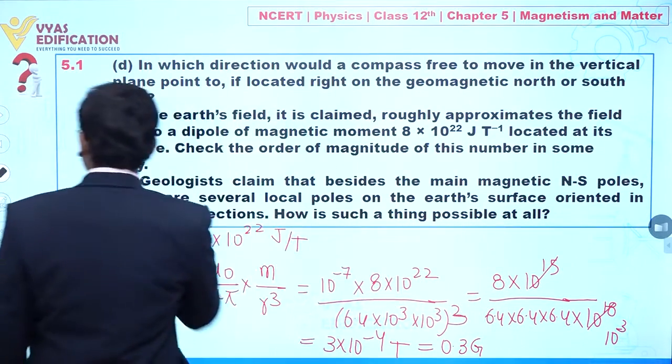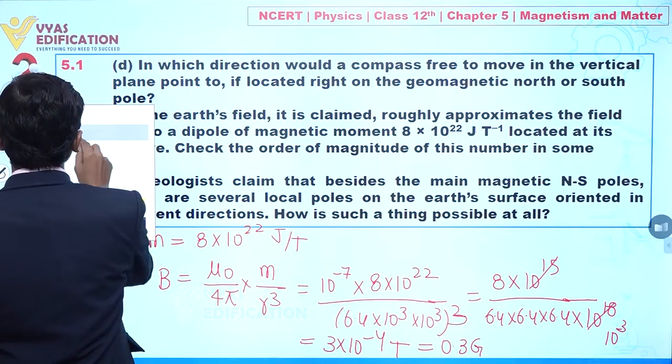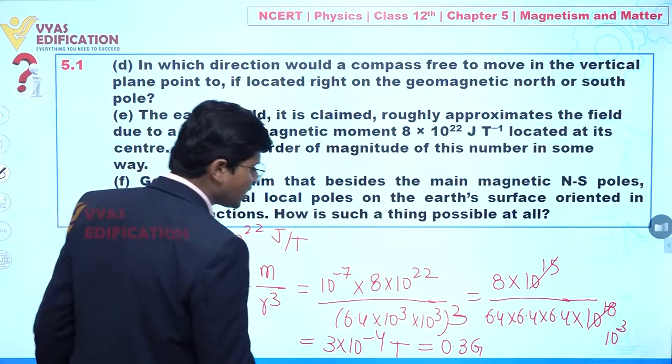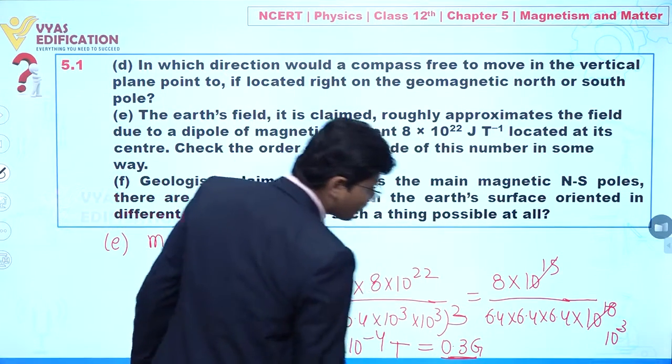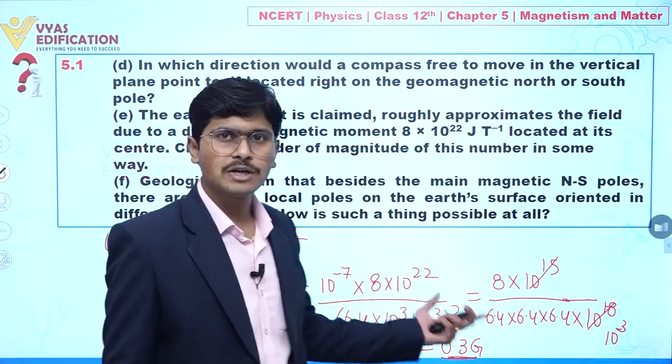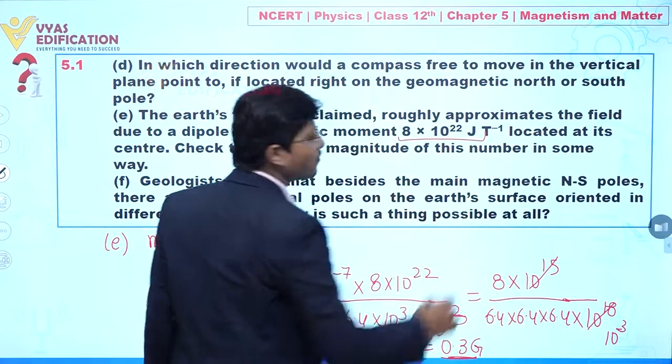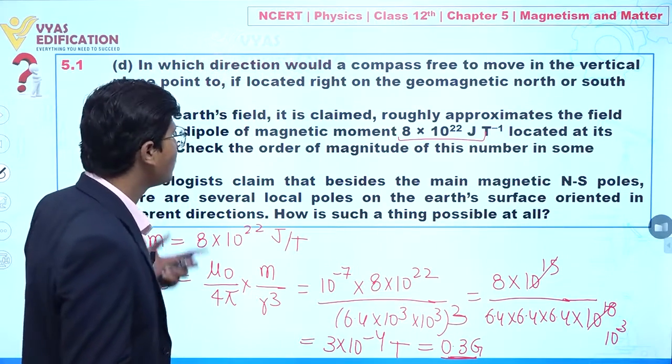Now, so from here you can see, we are getting this value, and this is near about the earth's magnetism value, clear. So now we can say that the value that we are assuming is perfectly correct, clear to you.